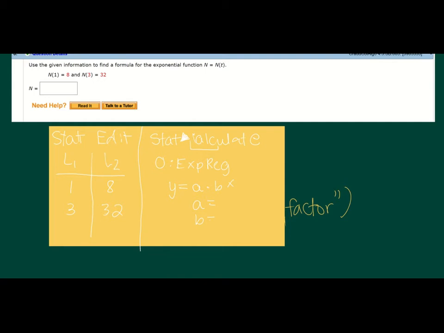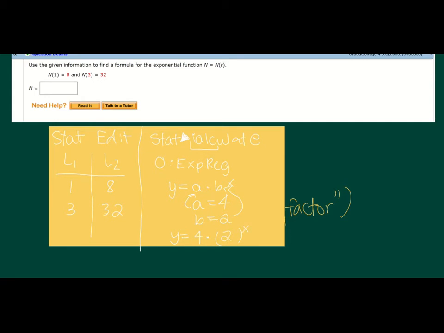When I put all of this information in using my numbers, the a value came out to be 4. The b value came out to be 2. So what we have to do now is just substitute directly into the formula. I've got an a value of 4 times a b value of 2 and that 2 is being raised to the x power.